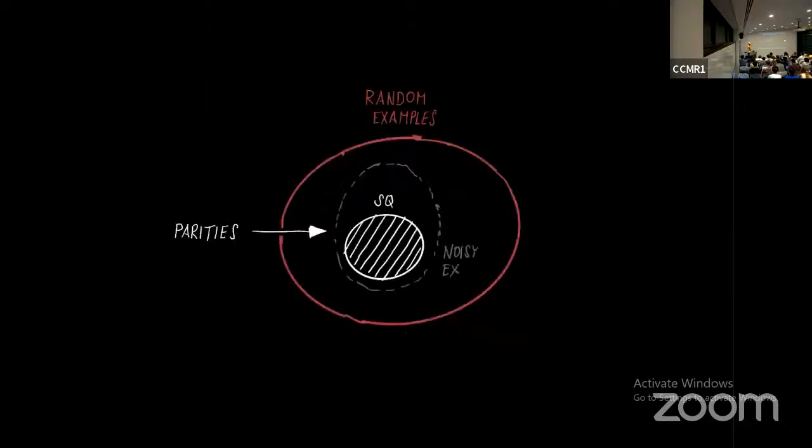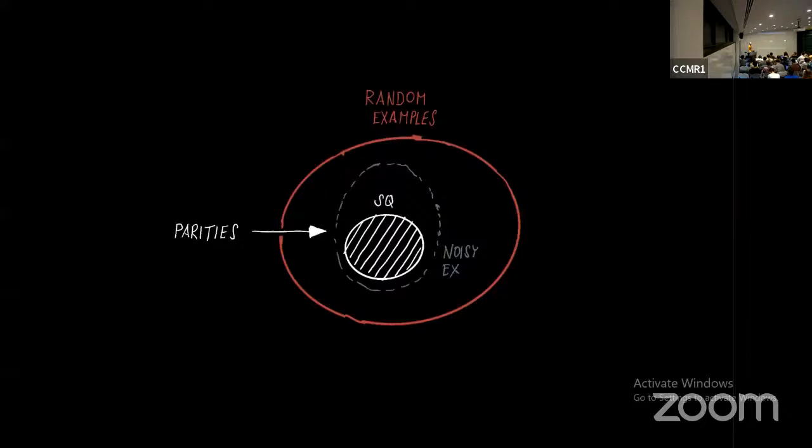So this is the situation. The red circle is the set of all problems that are solvable with random examples. The white circle are all the learning problems that are solvable with statistical queries, and it is separated by the concept class of parities.